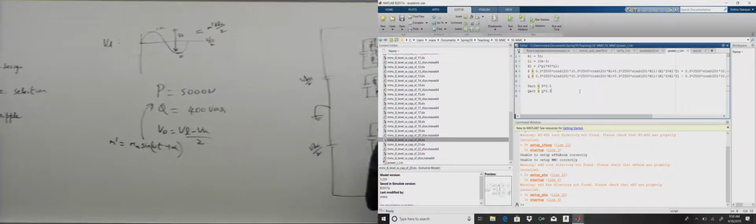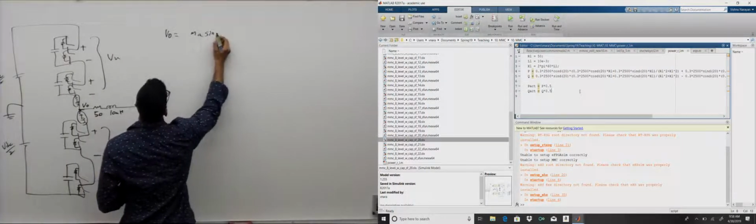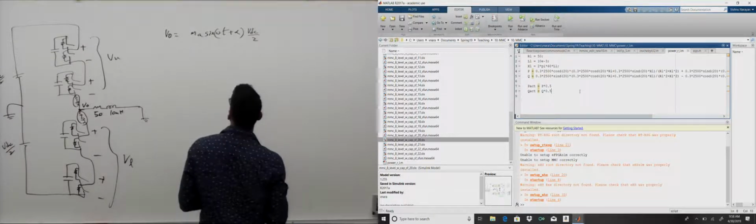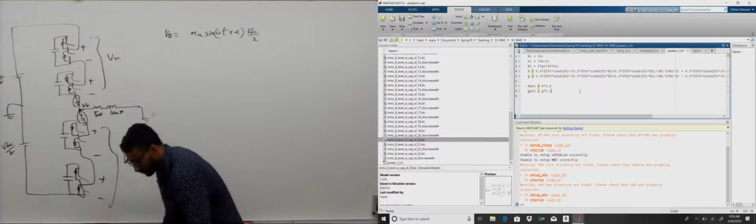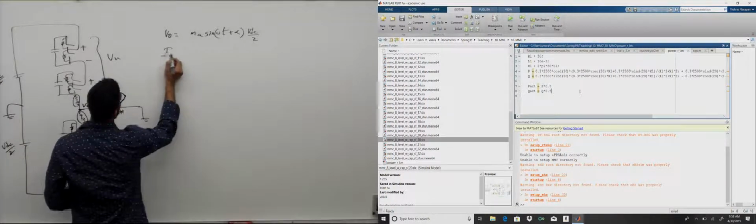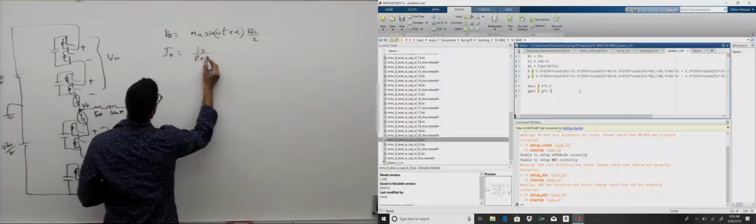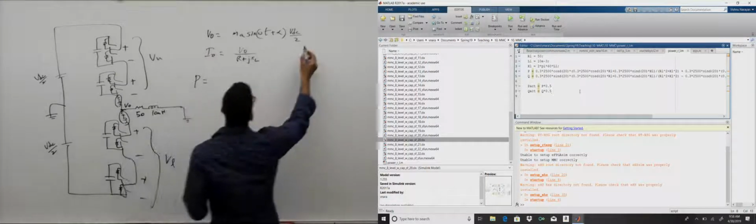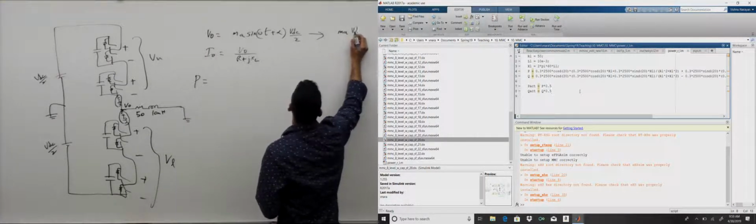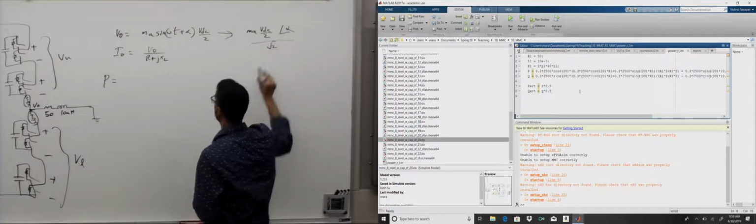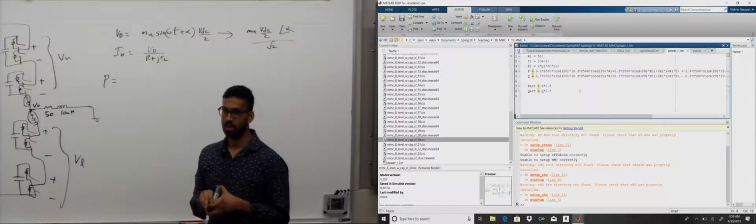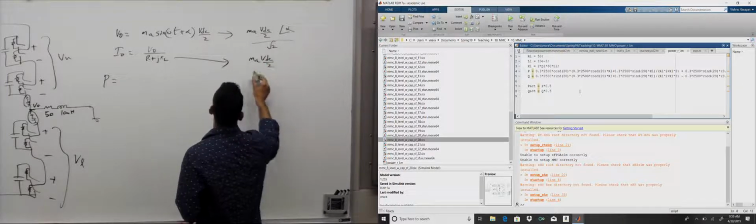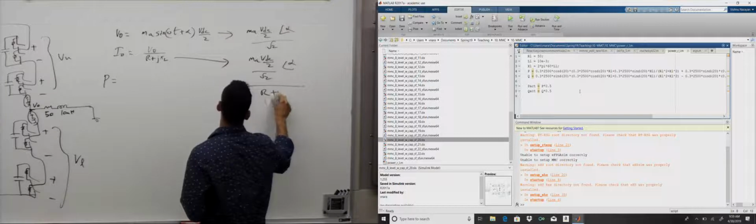So what is VO? VO is ma sin omega t plus alpha times VDC by 2. We have that, and then what is IO? IO is VO by R plus jXL. So what is this in phasor quantity? That should be ma VDC by 2 angle alpha by root 2, because we take RMS quantities in phasor when we deal with phasors. What is IO? IO is ma VDC by 2 by root 2 angle alpha divided by R plus jXL.